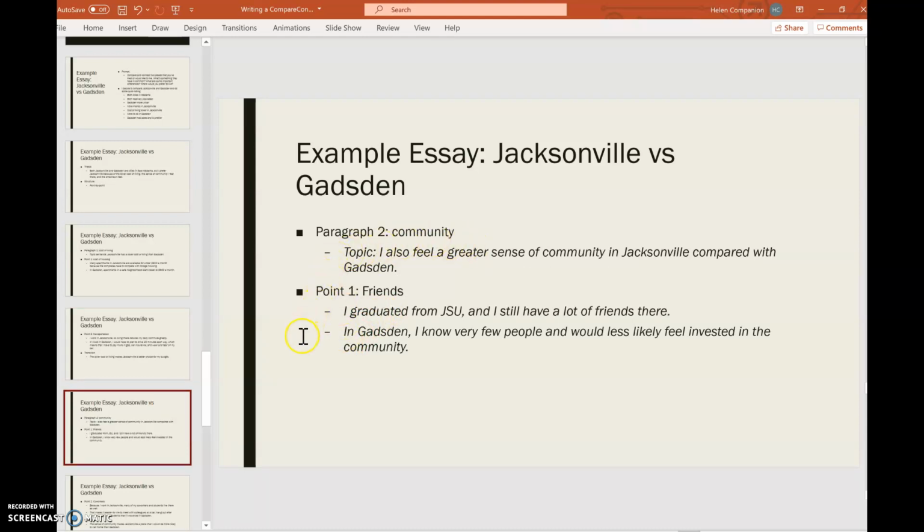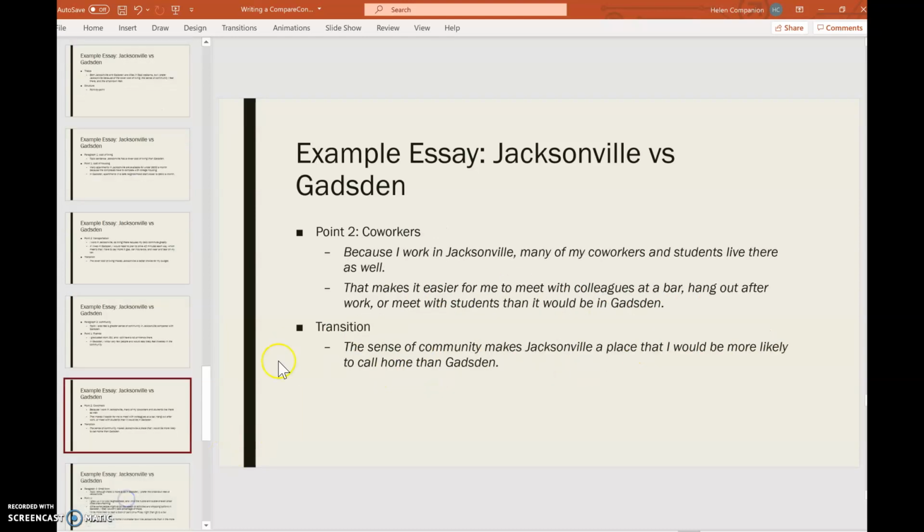And so in the same paragraph, I decided to also talk about community. I feel a greater sense of community in Jacksonville compared to Gadsden. So then I'm talking about friends. I graduated from JSU and I still have a lot of friends there. In Gadsden, I know very few people and would be less likely to feel invested in the community.